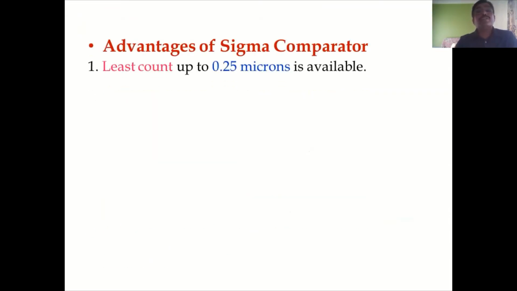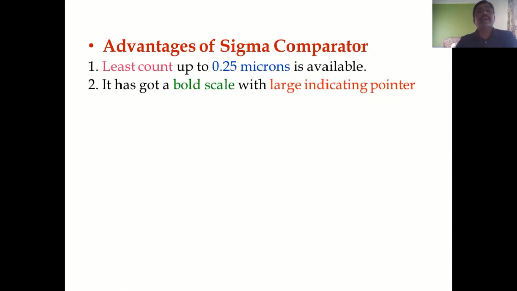Here, the least count of the sigma comparator is 0.25 micron. As you have seen, there are 2 times magnifications, so naturally the least count is very high, that is 0.25 micron. Second, a bold scale or a long scale, I can say a long indicating unit pointer is shown, and due to that the scale is more readable here.